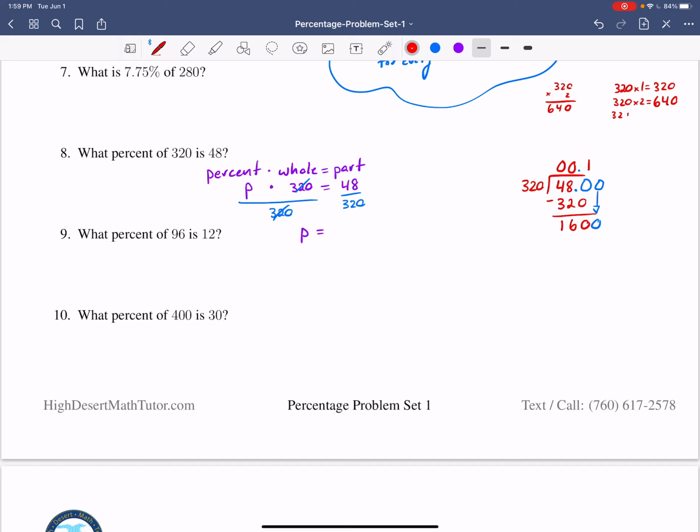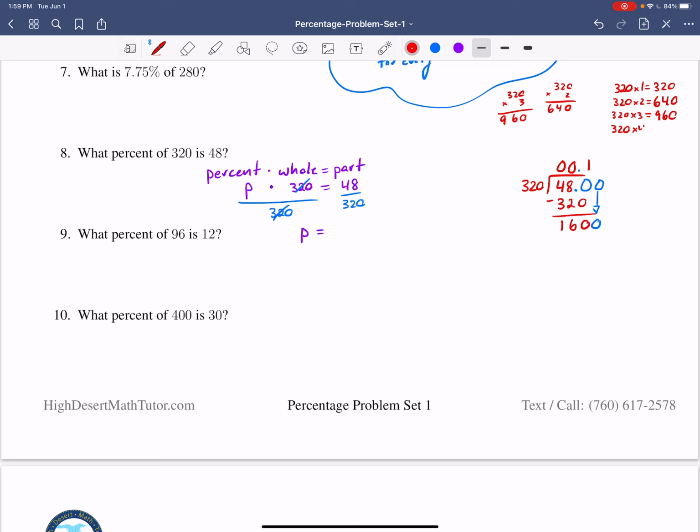So let's do 320 times 3. 3 times 0 is 0. 3 times 2 is 6. 3 times 3 is 9. So 320 times 3 is 960. We're not up to 1,600 yet, so let's keep going.